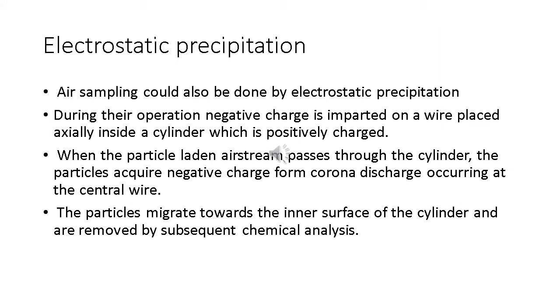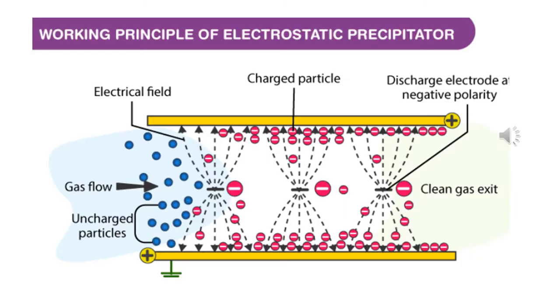The next method of air sampling is electrostatic precipitation. An electrostatic precipitator is a filtration device that removes fine particles like dust, smoke, or other pollutant particles from the gas using the force of an induced electrostatic charge. That is the theory behind the electrostatic precipitator. Let us see this in detail with the help of a figure inserted in the next slide. Working principle of electrostatic precipitator.